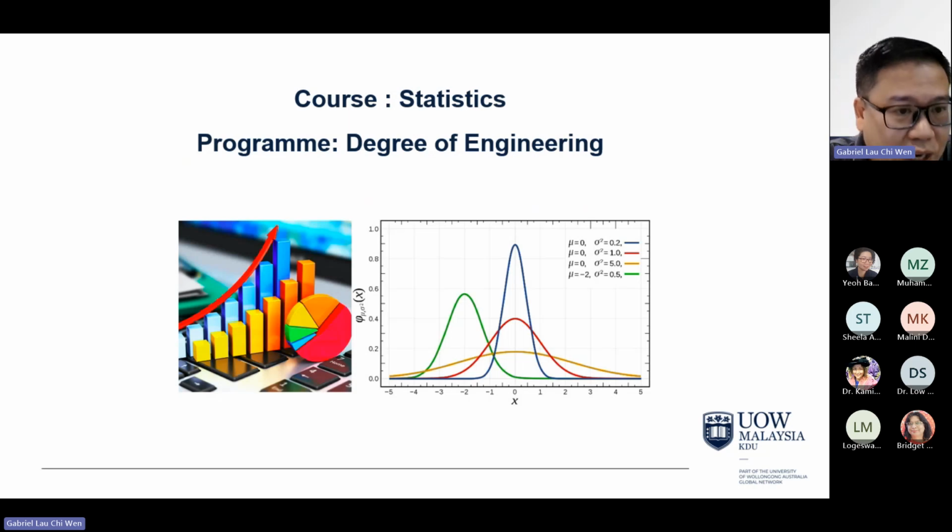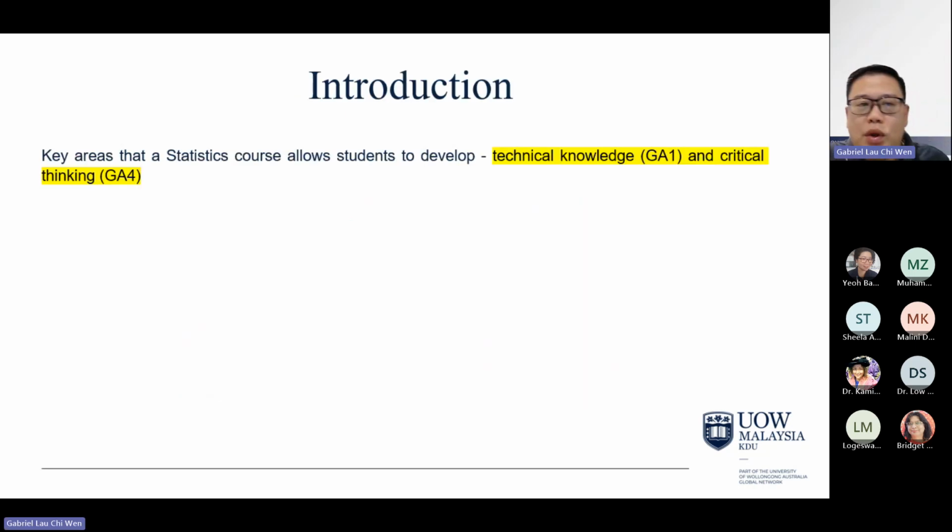She's also part of the teaching and learning colleagues. Before she went in, she wanted to implement it, so we discussed what things were to be done and how it should be done. Then she actually applied it. After application, she got feedback from the students, and this is basically her finding. So when you look at statistics, the key areas that the statistics course allows students to develop.